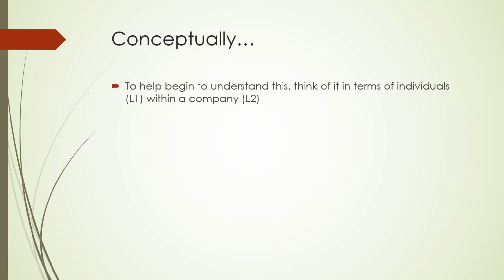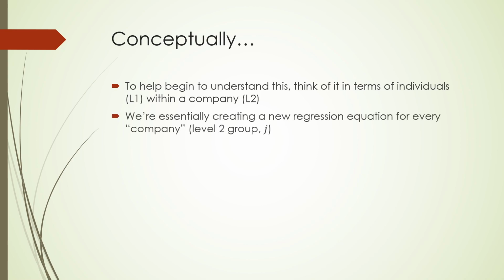In this video, we're going to discuss some of the concepts and interpretations associated with hierarchical linear models. To help build these concepts and interpretations, think of the terms in terms of individuals within a company. Individuals are going to represent the level 1 model, while company is going to represent the level 2 model.